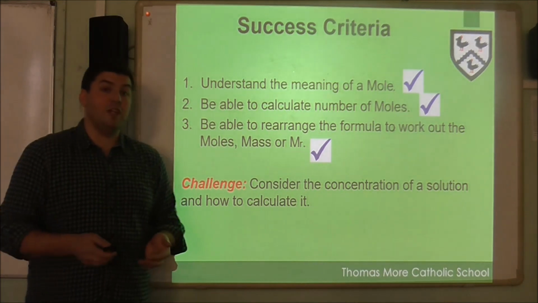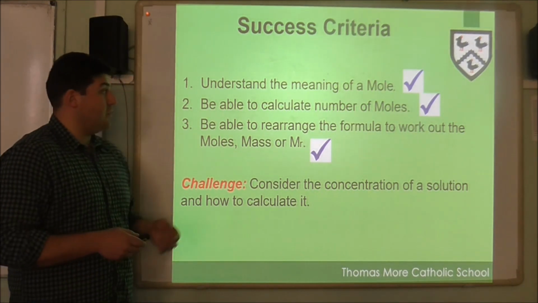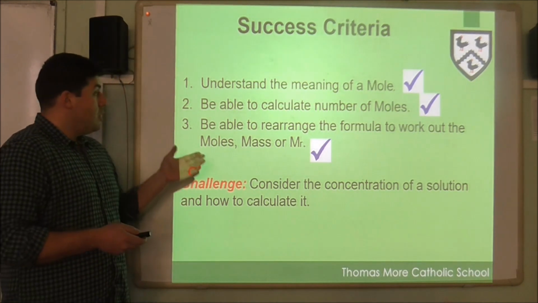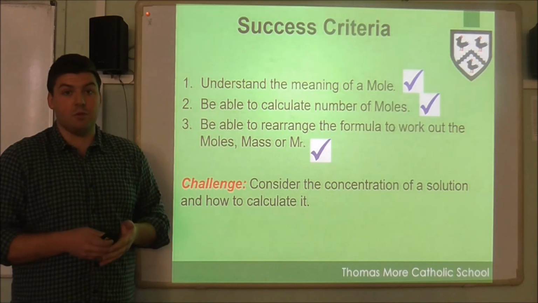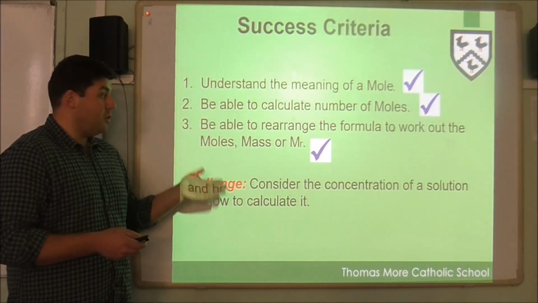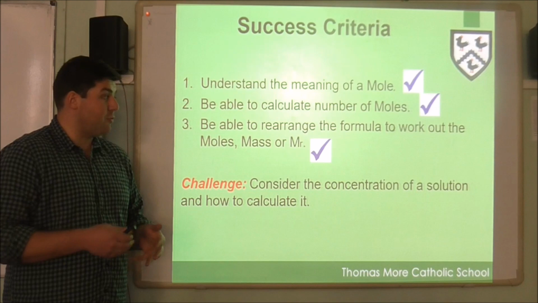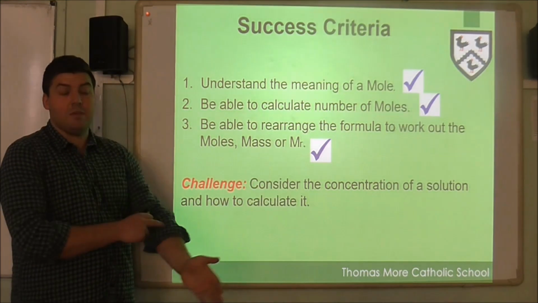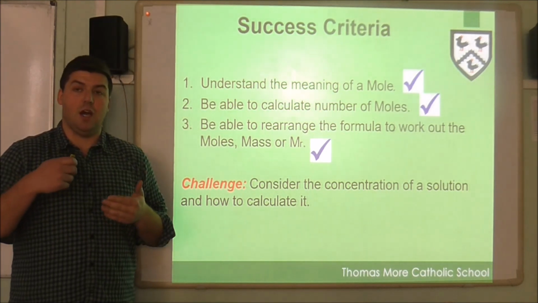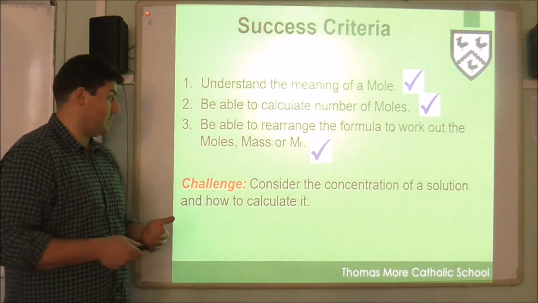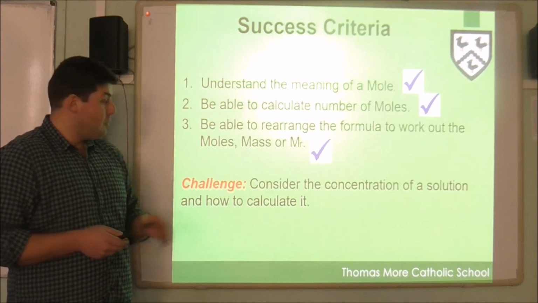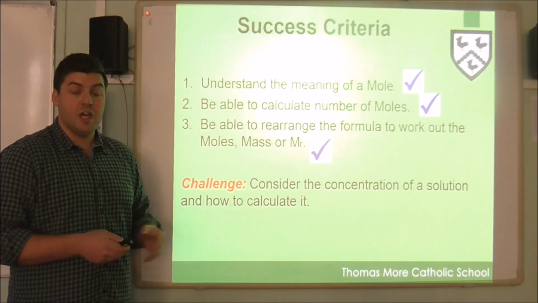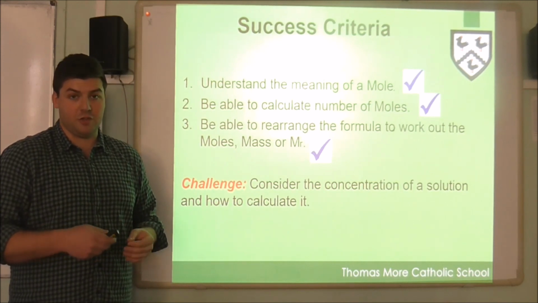Okay, so what we've done in this really short clip today is understand what the meaning of a mole and Avogadro's number. We've also been able to calculate the number of moles, and you've also been able to rearrange the formula to work out the mass. You've done the molar mass here by working out the total mass of the compound using your periodic table, and you've calculated the mole. For those of you who were up for the challenge before, I hope you've gone away and looked at solutions and concentrations. You'll notice the units are in grams per mole.